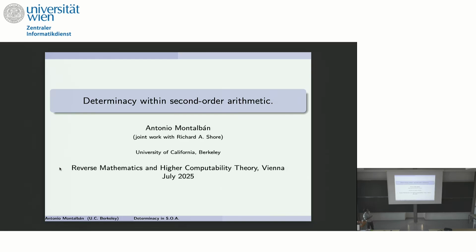So the first third is going to be more like a historical background for the problem. Then the middle third is about our results. This is joint work with Richard Shore. So I'll explain the results in the second third, and the last third will be about some ideas in the proof, but from a higher viewpoint, not going into details.